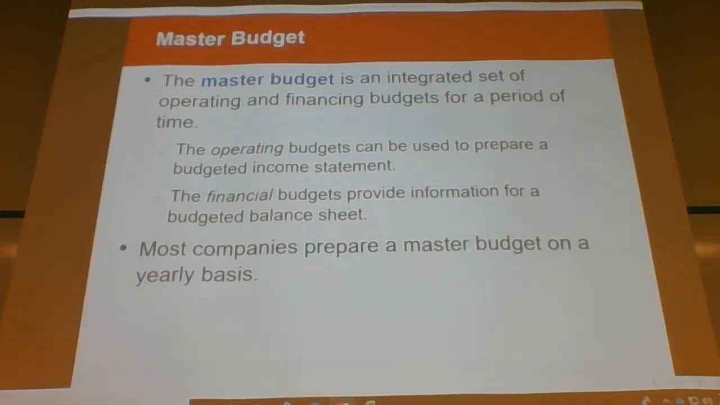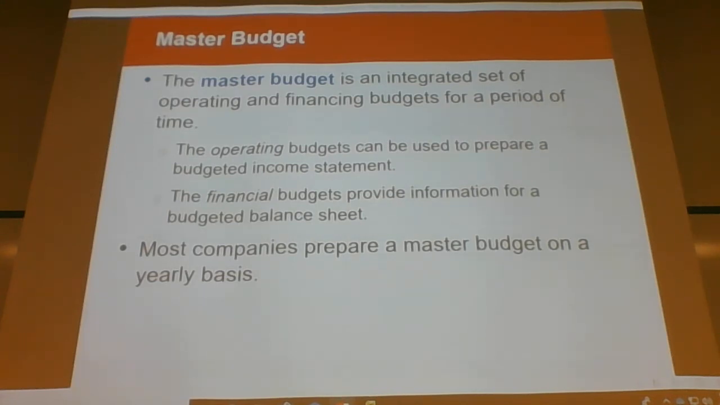All right, let's talk about the master budget for a company. And if we look here, this kind of makes sense. What you might think a master budget is probably pretty close to what it actually is. It says it's an integrated set of both operating and financial budgets for a period of time. So that begs the question, then what is an operating and what is a financing budget?